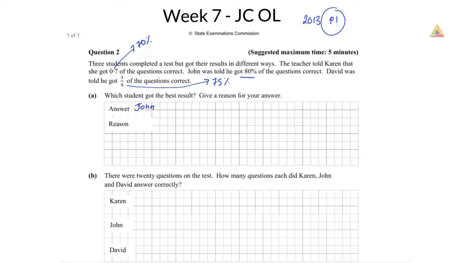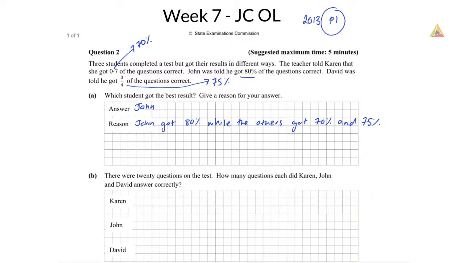Now the reason that John got the best result is because John got 80%, while the others got 70% and 75%. And that's that question answered. So you're better off converting everything to percentages, and then it'll be quite clear who got the highest. There were 20 questions on the test. How many questions each did Karen, John and David answer correctly?